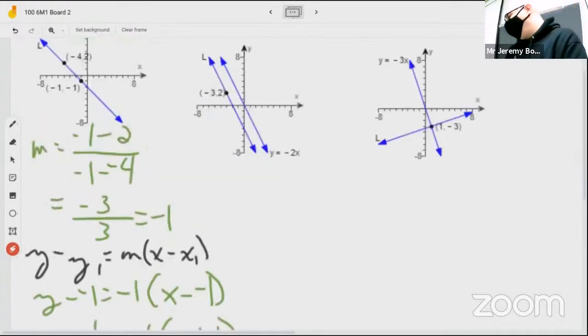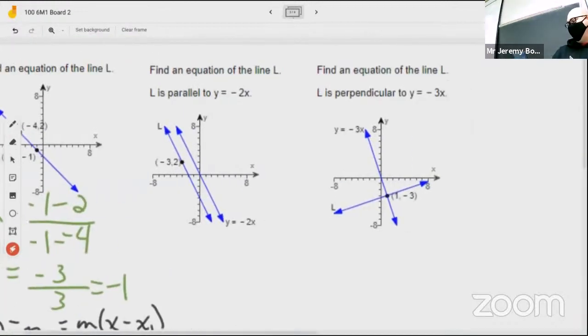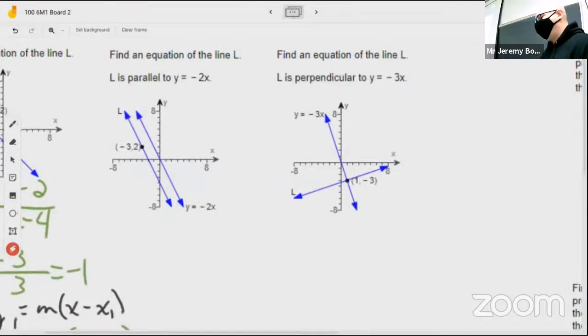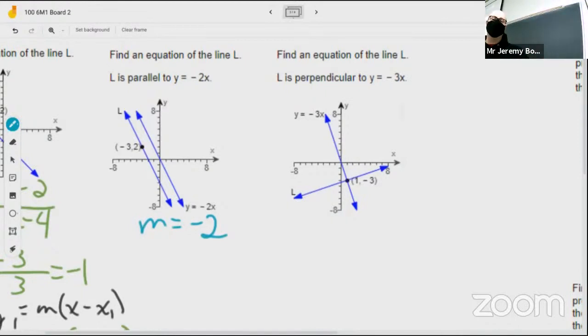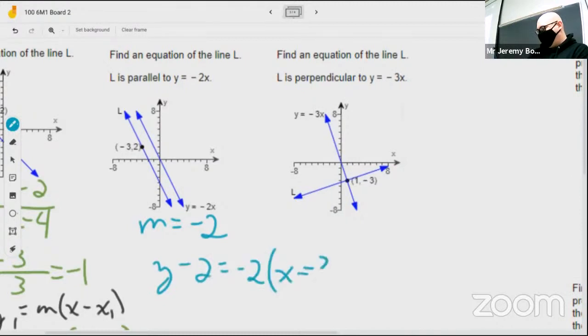All right, going to parallel and perpendicular. So we're trying to find the equation of line L that's parallel to y equals negative 2x. So when it's parallel, it means that the slope is the same. The slope of this line is negative 2. So that means the slope of our line is also going to be negative 2. So now we have the slope. We have a point. Plug it in. y minus 2 is equal to the slope negative 2 times x minus the negative 3.